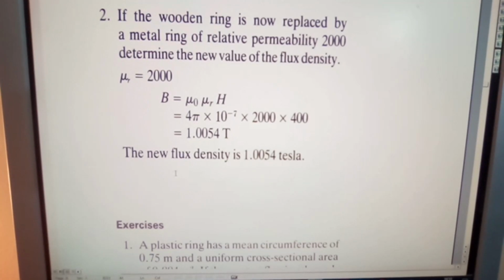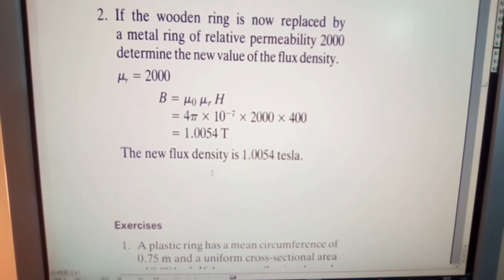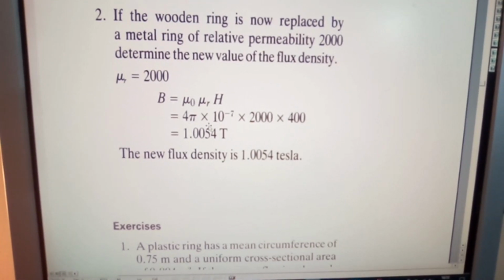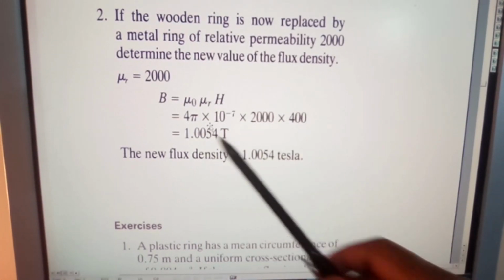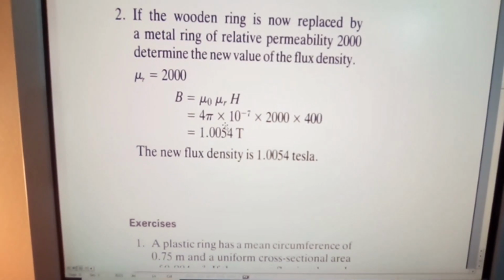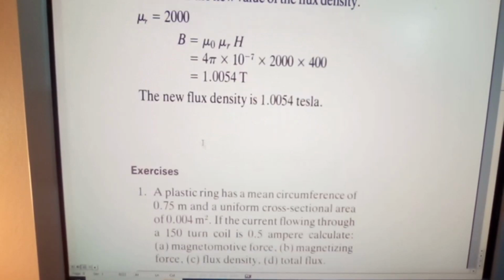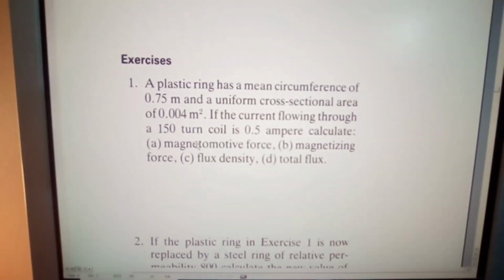Now the new flux density is 1.0054 Tesla. Make sure you have calculated this and you get the same answer. Sometimes there are errors in the calculations. Make sure it is correct as it is given.